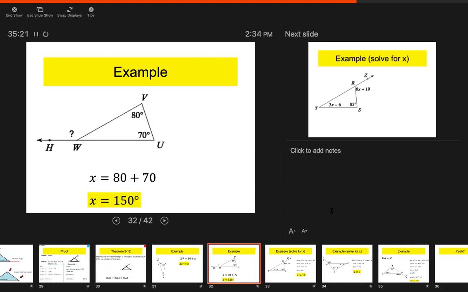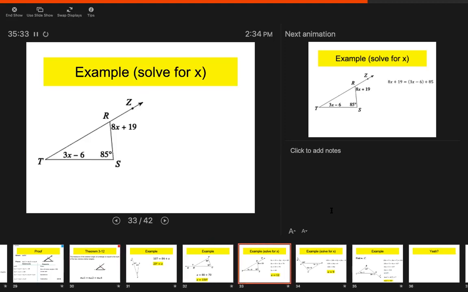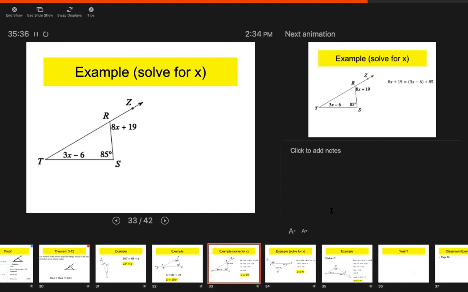What's the medium flavor going to be? Chocolate. Okay, so here comes chocolate. It's the same problem, except I'm going to throw in variables. Notice there are more variables than there are numbers. 3x plus 8x plus, whoa, slow down there. Where's the exterior angle first? R and Z are the exterior. Tell me how big it is. It's 8x plus 19 equals.